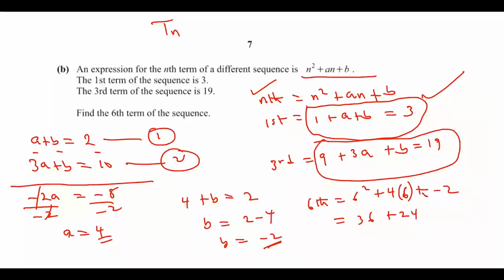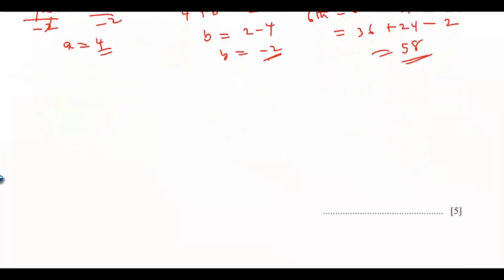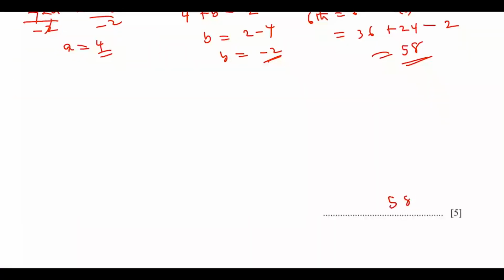Then plus and minus combine together to become negative. That will be minus 2. So you have 36 add 24 minus 2. So your answer should be 58. Okay, so that is what you get here. So you may want to write the answer here. Just put 58 here. So let's go to the next question.